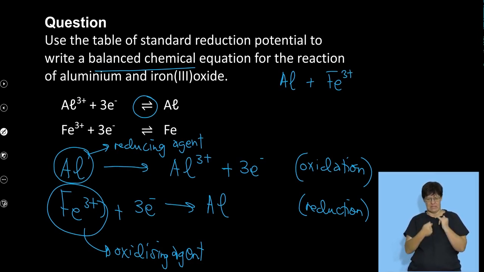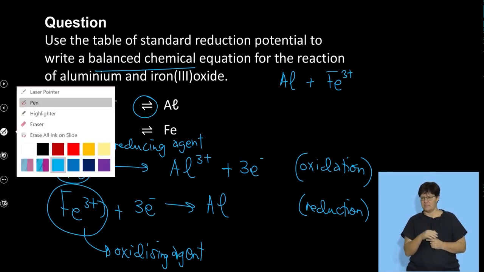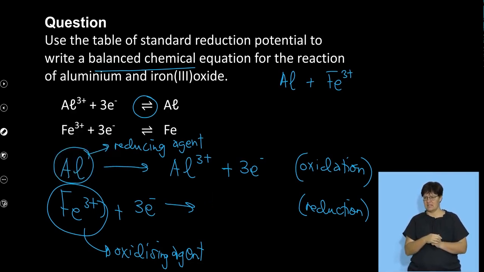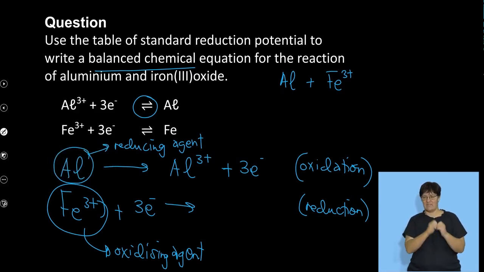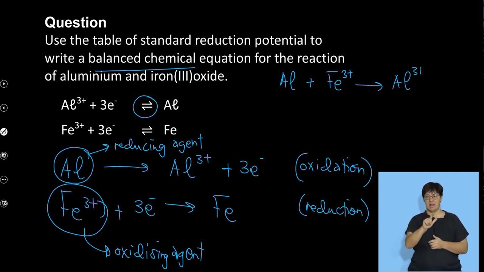I think, just to correct that, we can't have aluminium on the second one. Take note of that, because it's just an oversight. So we will have iron instead, okay? So if this is going to give us what? Aluminium ions, plus iron. So this is the balanced equation of reaction.